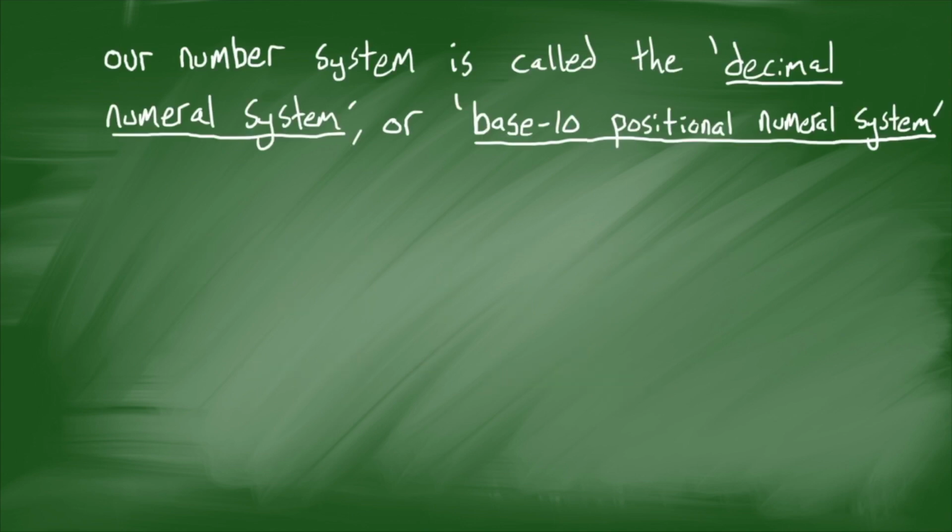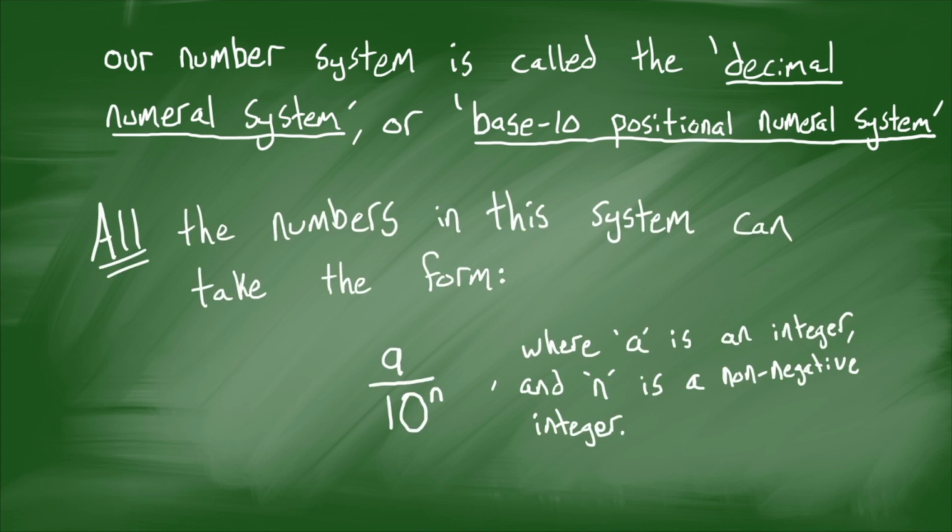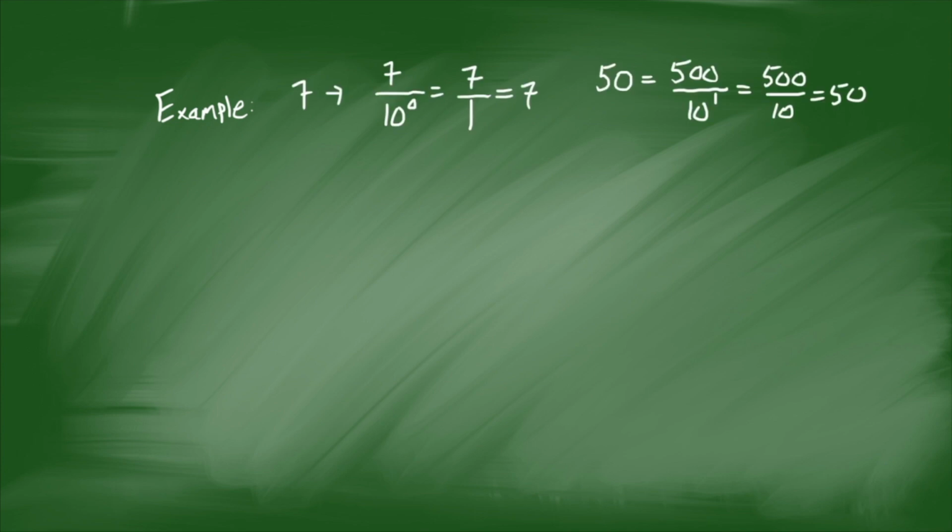The number system we use is called the decimal numeral system, or base 10 positional numeral system. All the numbers in the decimal system can be abstractly reduced to the form a over 10 to the power n, where a is an integer and n is a non-negative integer. As an example of that, 7 can be written as 7 over 10 to the power 0. Anything to the power 0 becomes 1, so this becomes 7 over 1, which is 7.